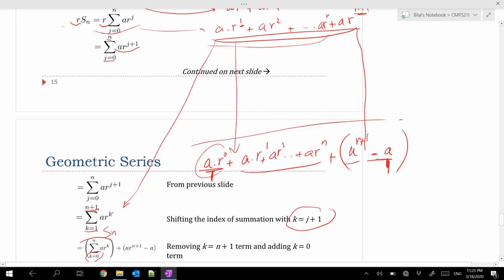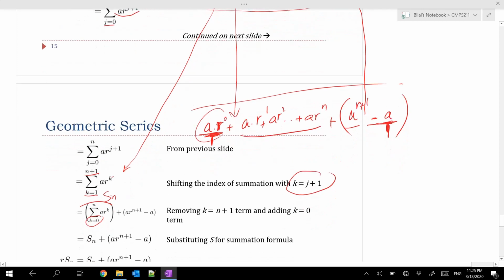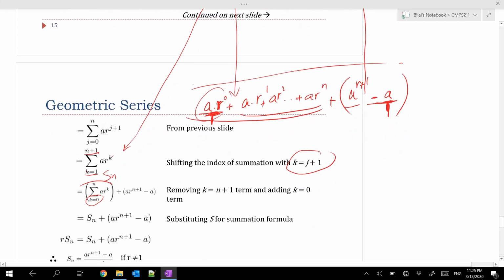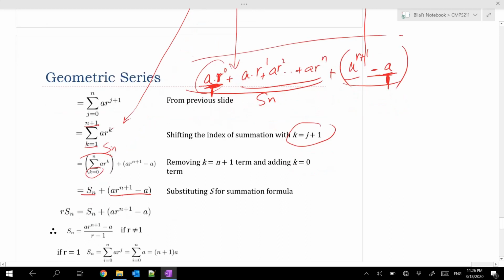Even this one, I'm adding a at the beginning and subtracting a from the end. Adding a at the beginning can be seen as adding a times r to the power 0, no matter what r is, because r to the power 0 is equal to 1. Good. And now I can see my summation as Sn itself plus those terms. So it's really equal to Sn plus a times r to the power n plus 1 minus a. So do you see the trick?